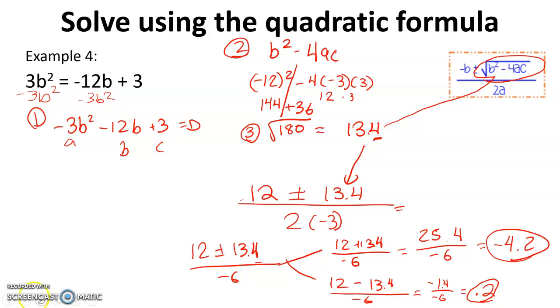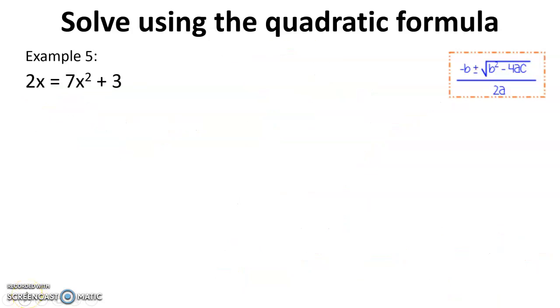All right, so let's do one more method here, one more example. We're going to do example 5 now. So with this example, I need to get it equal to 0. The easiest way I can do that is I'm going to subtract this 2x to this side. So I'm left with 7x squared minus 2x plus 3 equals 0. Got to have it equal to 0 in order to continue. All right, set equal to 0.